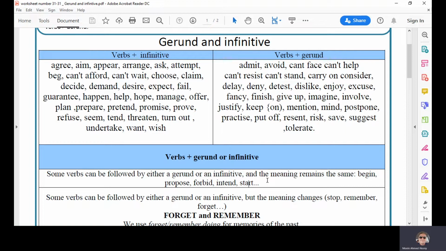He forgot buying the groceries means that he has bought the groceries and he forgot the action itself. So he bought the groceries, but he forgot buying them. And the other sentence, he forgot to buy the groceries, means that he had to buy some groceries, but he did not. He forgot to do it. The meaning is nearly the opposite. So be careful when using forget. Remember has the same concept.